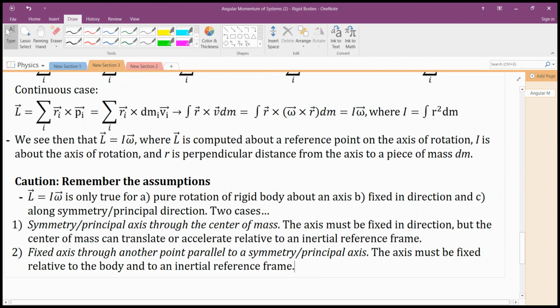The other case is when we have a rotation axis that is through another point and is parallel to a symmetry principal axis that is through the center of mass. In this case, the axis must be fixed, not only in direction, but also in location. So no translational motion. It must be fixed relative to the body and also to an inertial reference frame. There can be no accelerations relative to some reference frame. So those are the two cases where L equals I omega holds true. I will discuss in more detail in another video about when this equation holds true. So these are the two cases that you can consider when L equals I omega may be used for the rotation of a rigid body.